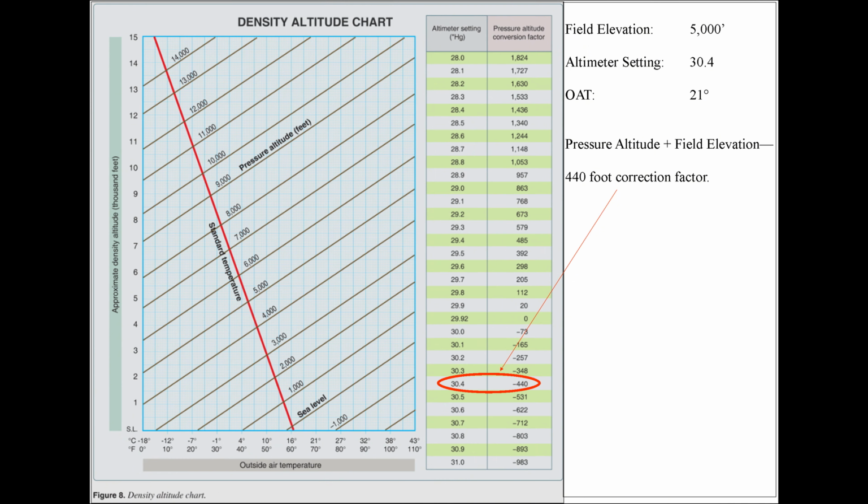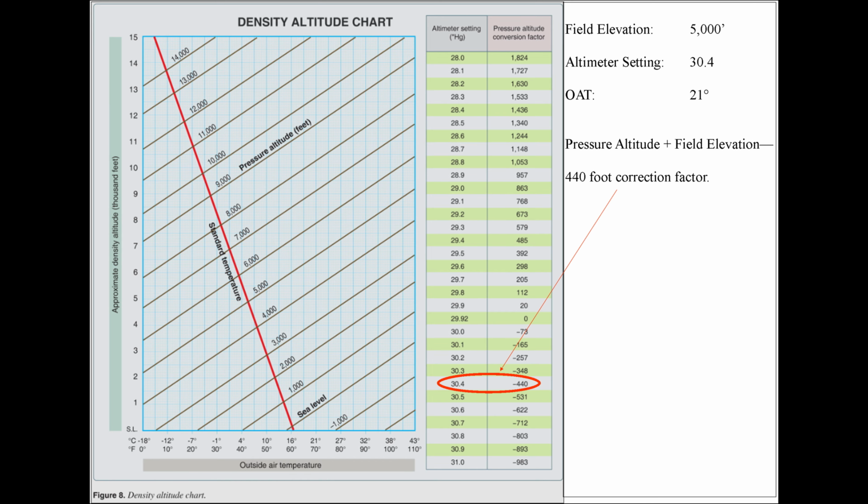Step 1, determine pressure altitude. Pressure altitude is field elevation corrected for non-standard pressure. Looking at the correction factor in the margin on the right side of the chart, an altimeter setting of 30.4 gives a correction factor of minus 440 feet. With a field elevation of 5,000 feet, minus a correction factor of 440 feet, the pressure altitude becomes 4,560 feet.